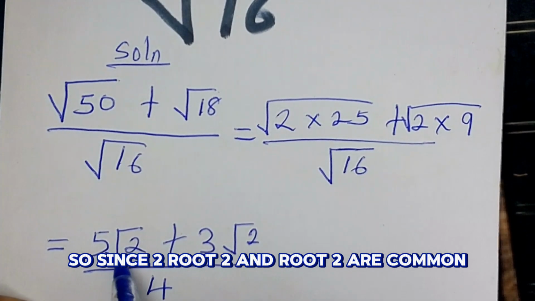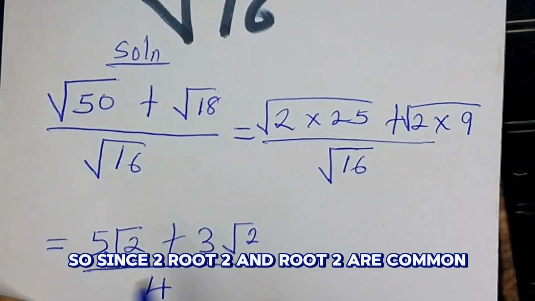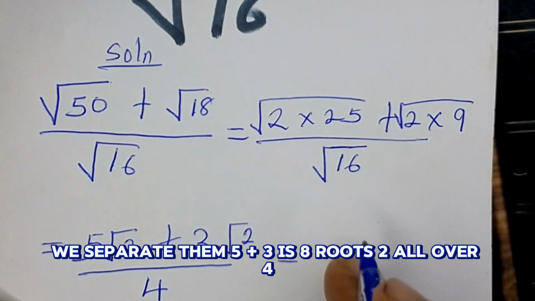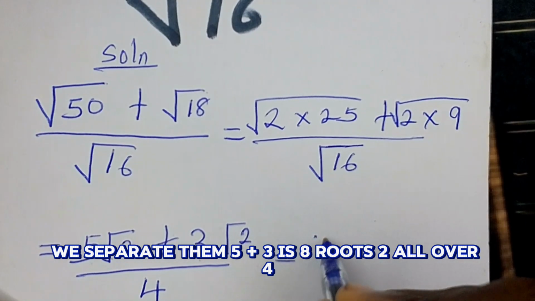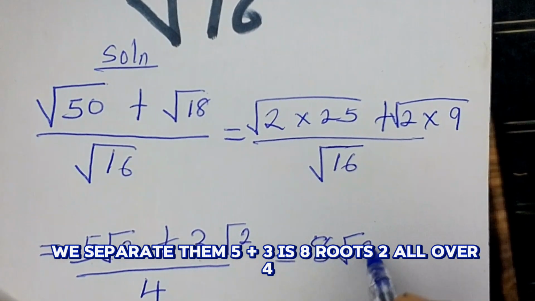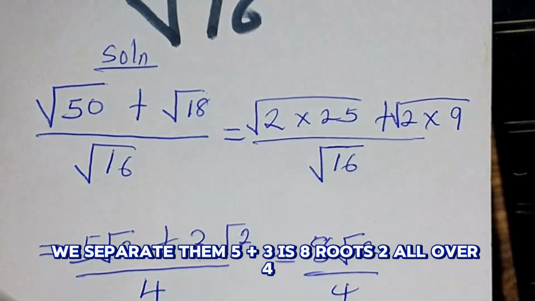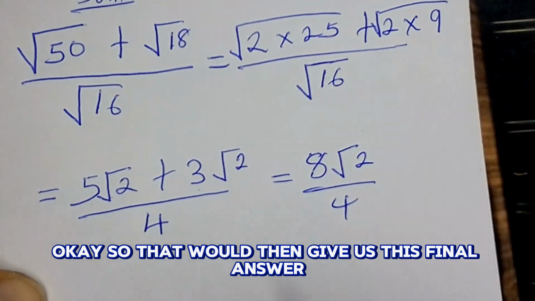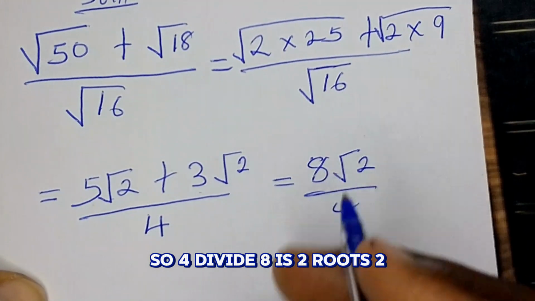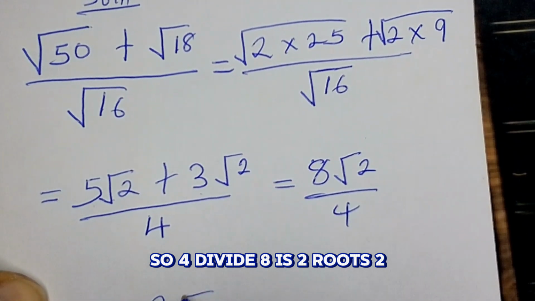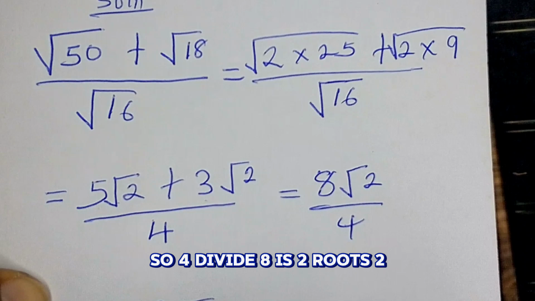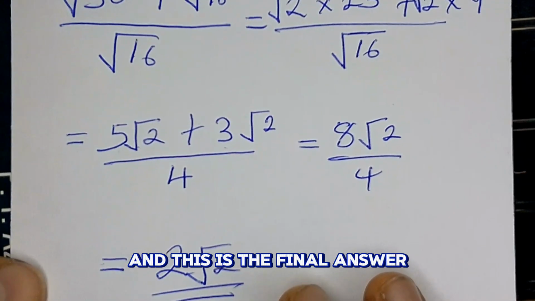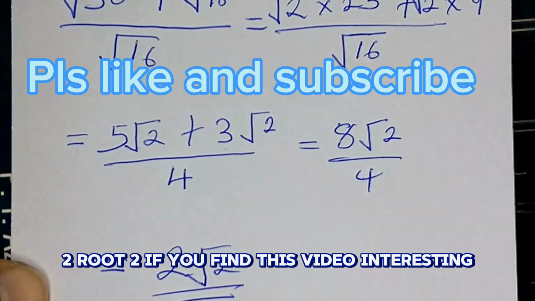So since root 2 and root 2 are common, we separate them. 5 plus 3 is 8 root 2 all over 4. Okay, so that will then give us this final answer. So 8 divided by 4 is 2 root 2, and this is the final answer, 2 root 2.